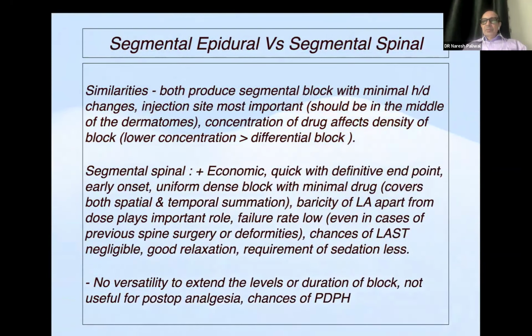But there are some positives about segmental spinal as compared to segmental epidural. It's economic, it's quick. There is definitely an end point in the form of free flow of CSF. Drug required is just 1/10 of what is required in segmental epidurals. And it also does not have any patchy effect or issues, just in case there is some previous scoliotic deformity or some previous surgery. In epidurals, you can have some patchy effects. And as the drug used is very less, the chances of toxicity are minimal. The only disadvantage of segmental spinal as compared to epidural is no versatility to extend the levels or duration of block, and it cannot be used for post-op analgesia.